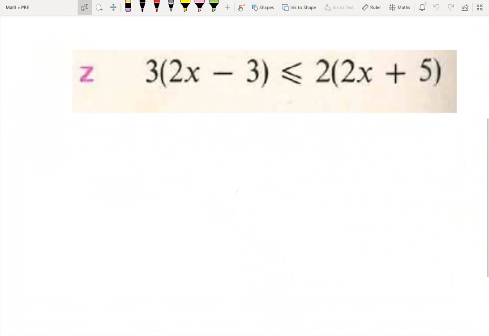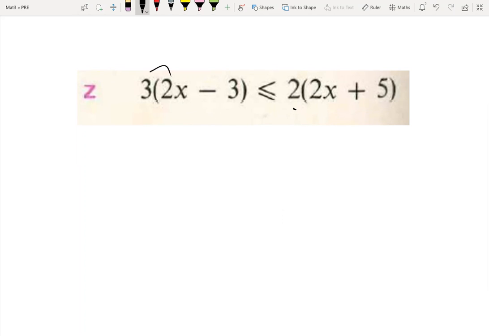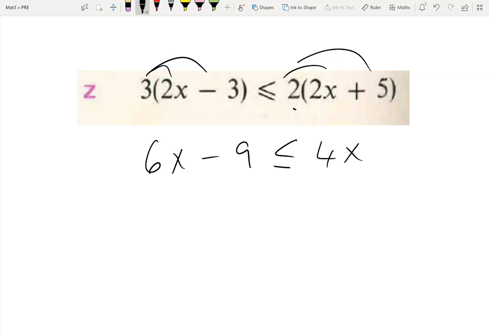And even if you didn't do them yet, what I say is just pause this video now and have a go at it. Because 3 won't go into 2, and 3 won't go into everything here, and 2 won't go into everything there, we won't try to divide, we'll multiply first. Distribution and distribution. 6x minus 9. The inequality relationship stays the same because we're multiplying across by positive, but we're not multiplying by anything actually. We're just tidying up both sides.